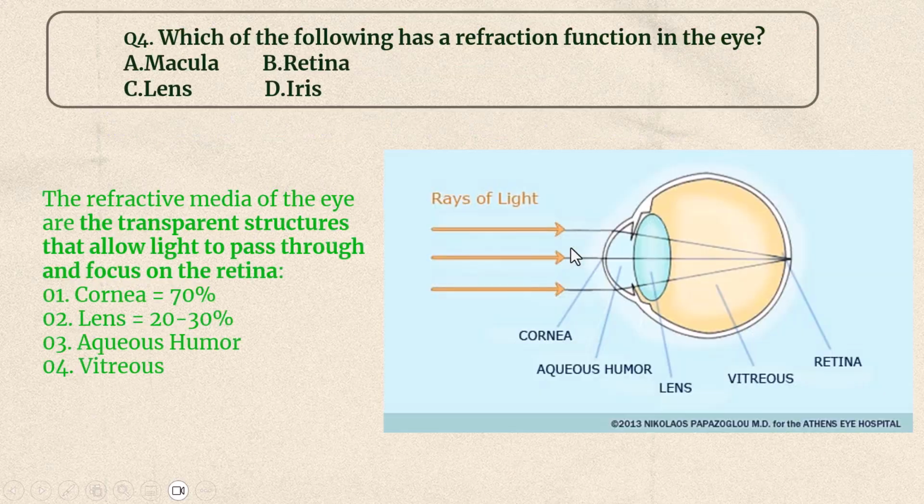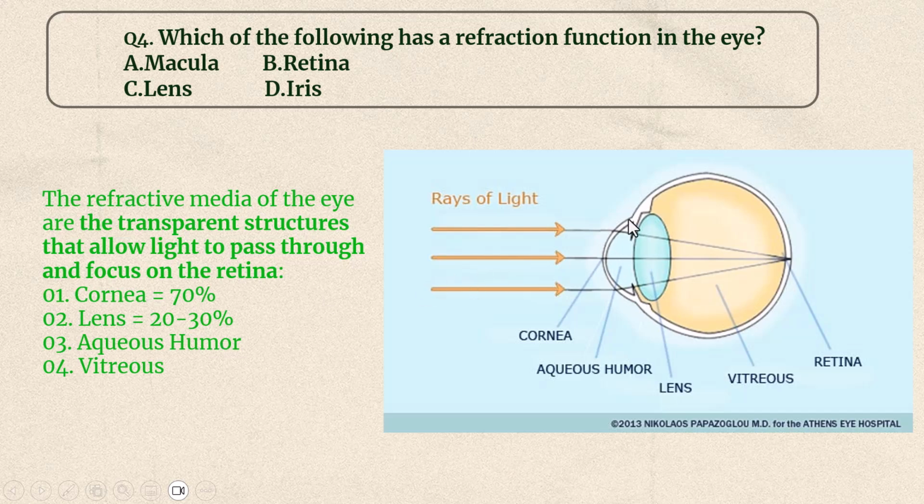So I'll show you here. The refraction is when the rays of light come into your eye parts converge the light rays to the retina to display the image. So this convergence, this path change occur due to some structures in the eye. So the refractive media of the eye are transparent structures that allow light to pass through and focus on the retina. So the cornea is the main part that make refraction, make the 70% of refraction.